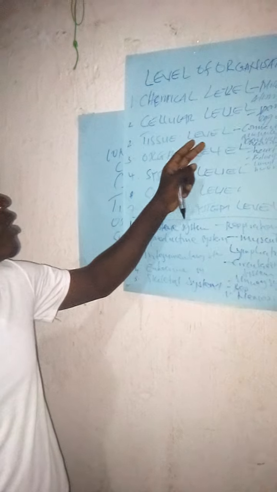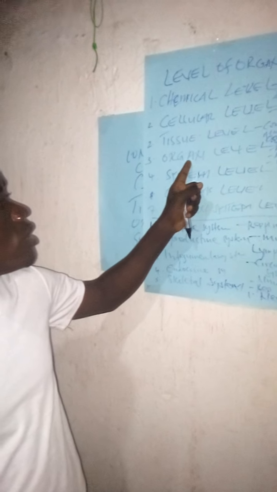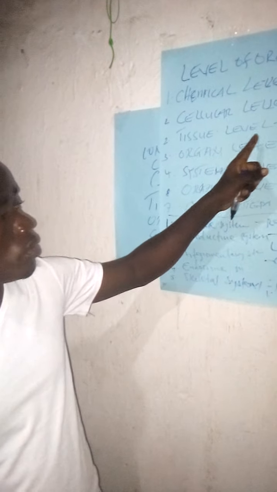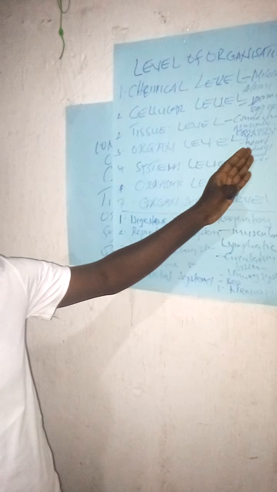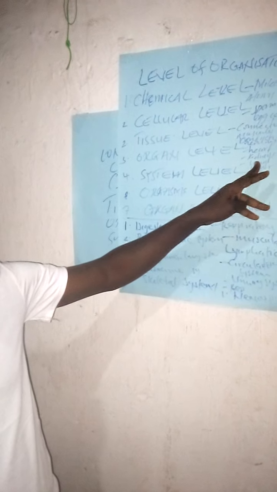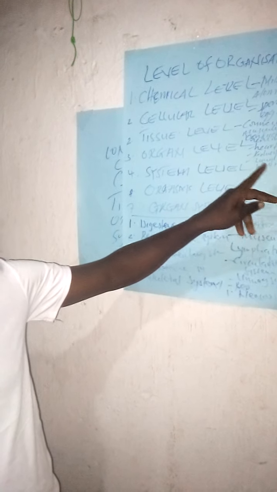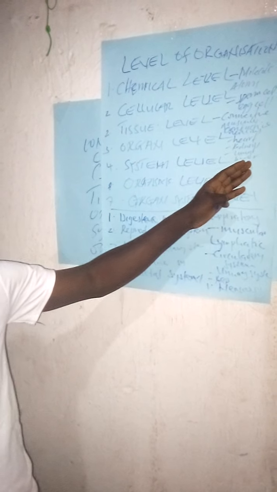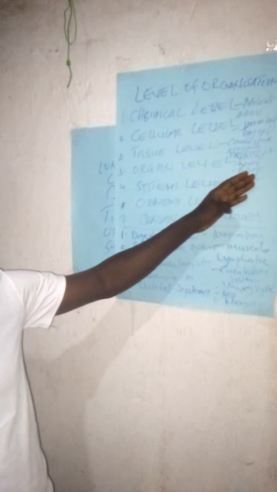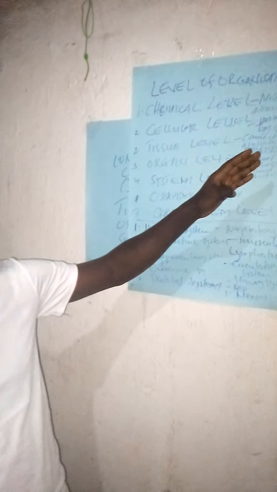We have the organ level. For instance, tissues come together and coordinate to form organs. Under the organ level, examples are the heart, kidneys, lungs, liver, the skin, the eye, and the gametes or the male and female organs. These are all the organs of the organ level.